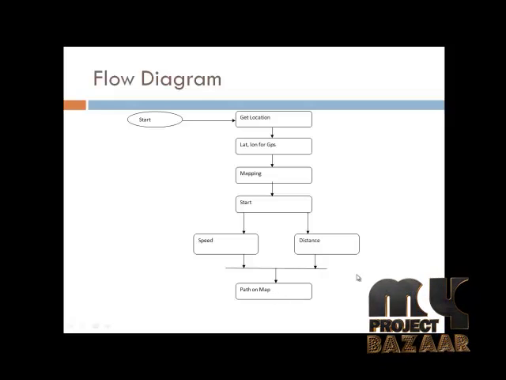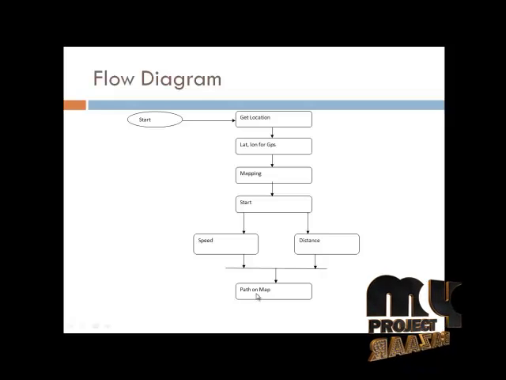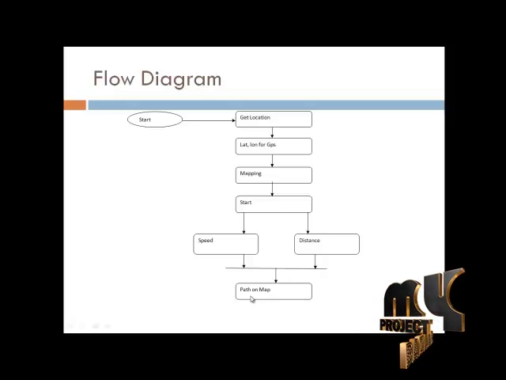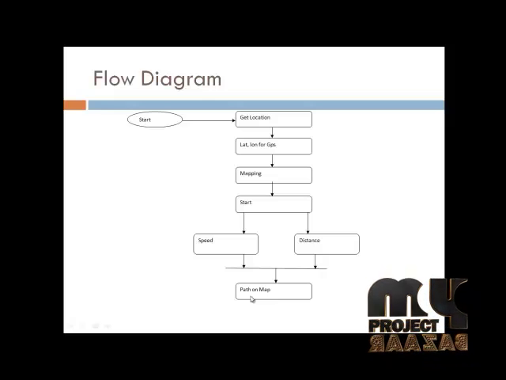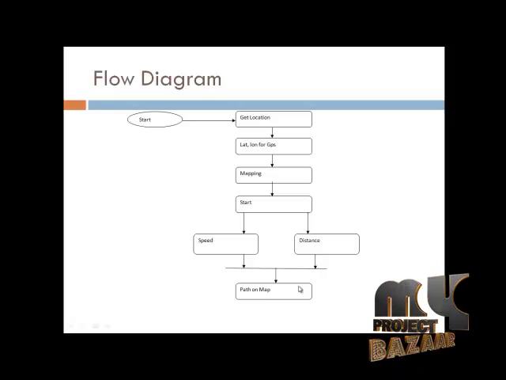The path of the map will stop the process. The speed and distance are calculated according to the path of the map. Getting the destination node, the path will be generated. So the start and destination part will be calculated by mapping.